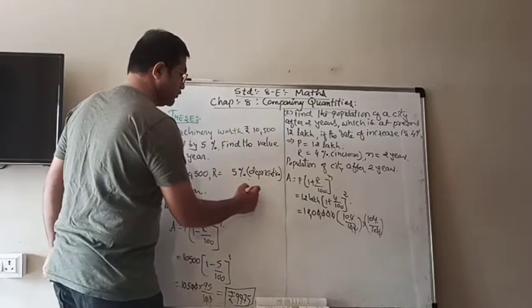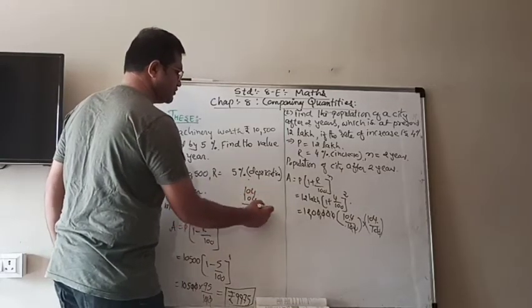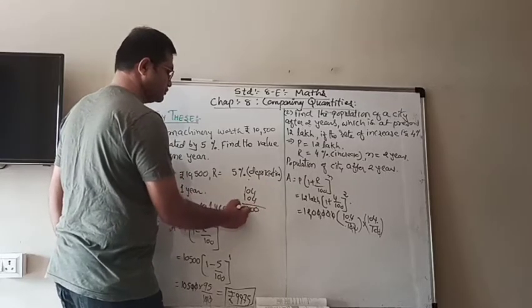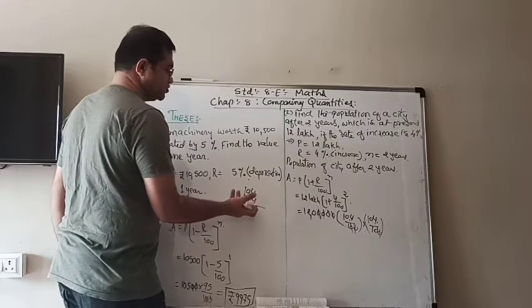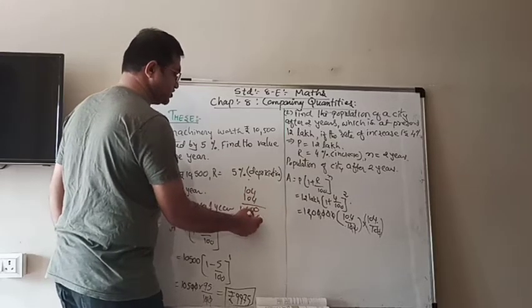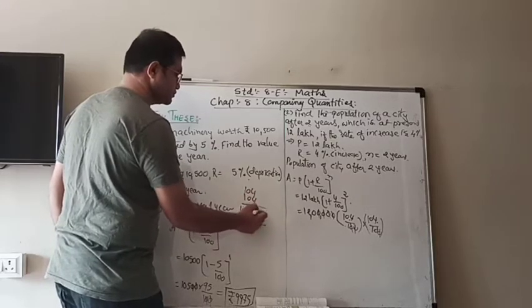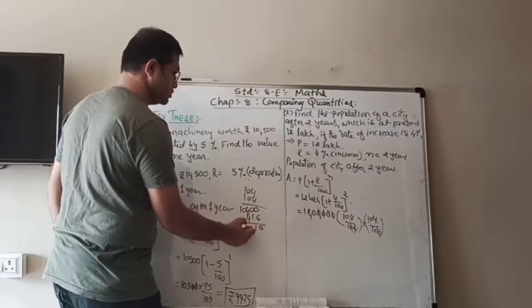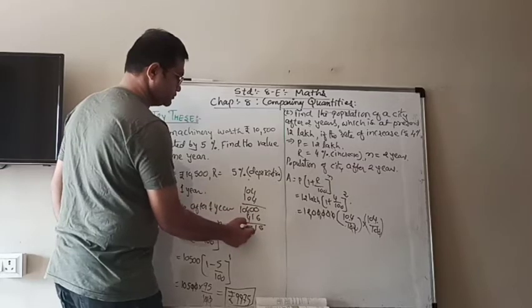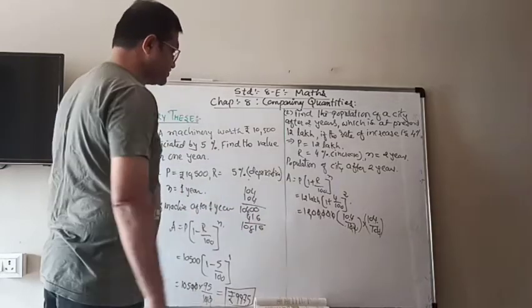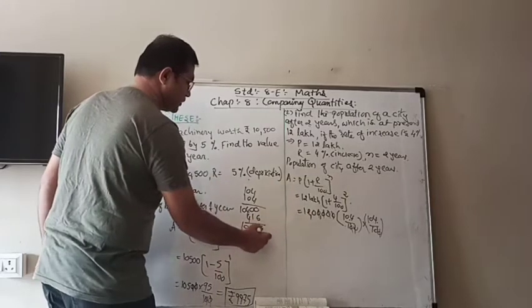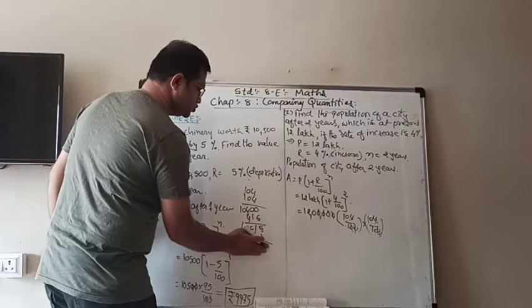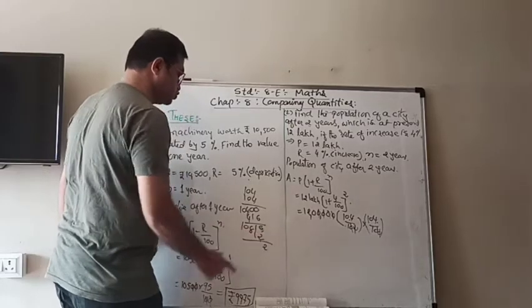So now 104 multiplied by 104. First, 4 ones are 4, 4 fours are 16, then 10816, and then multiply by 12. 12 sixes are 72.